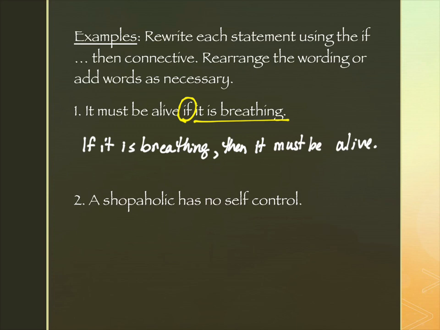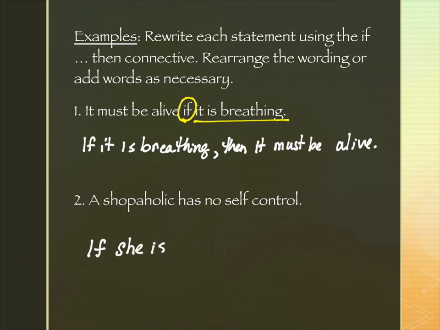It says a shopaholic has no self-control. Okay, so what is this saying? Well, if I'm going to write this in if-then form, and we will need to do this with examples just like this later in both 3.5 and 3.6, we need to have our if at the beginning. And then you can use whatever noun or pronoun you kind of like to next. If he, she, they, it, I don't care what you use. I'm going to use she.